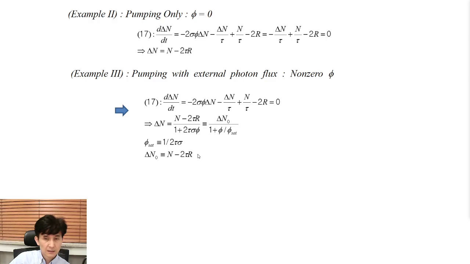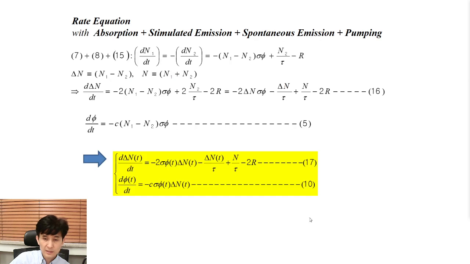So those are the two rate equations we need to solve to describe photons and the number of atoms in the ground state or excited state. And those are the two equations we need to solve to describe the dynamics of photons, or the amplification or absorption dynamics of photons through a medium. That's about it.